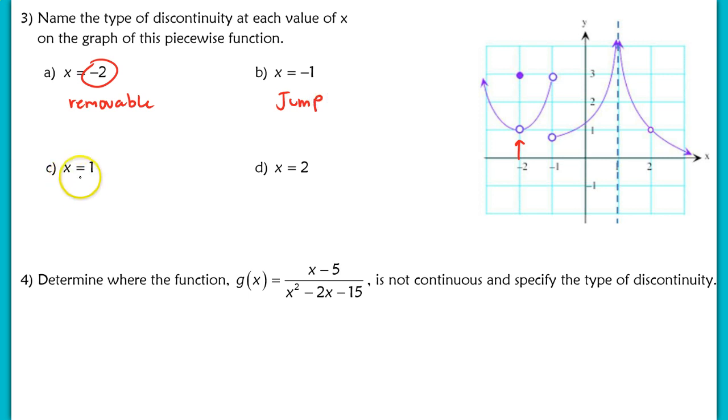Now at x equals 1, obviously since these are heading to positive infinity, here we have an infinite discontinuity. And specifically what you're looking at here is the fact that it's a vertical asymptote. Okay. And then finally at x equals 2, this is simply a removable discontinuity because we have a hole in our function right there. The point has been removed.